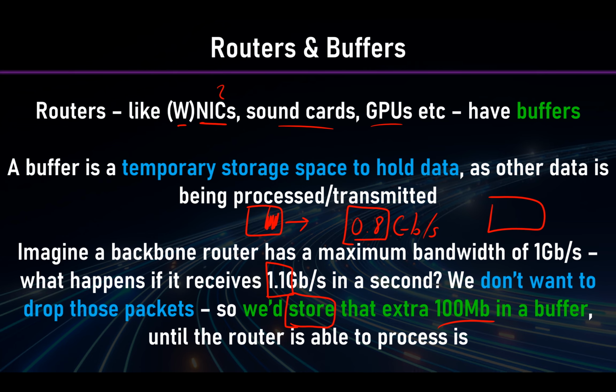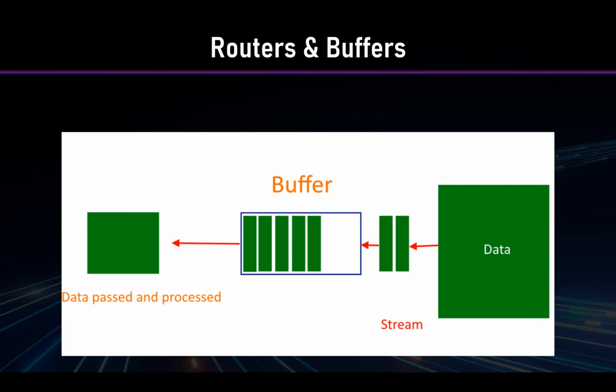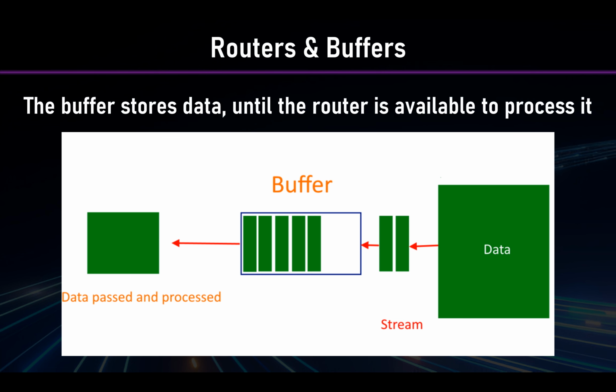Probably a terrible explanation, but I think this picture hopefully makes sense. The data is coming in, it's temporarily being stored in the buffer, and then it's processed and forwarded on to the next router, the next hop.